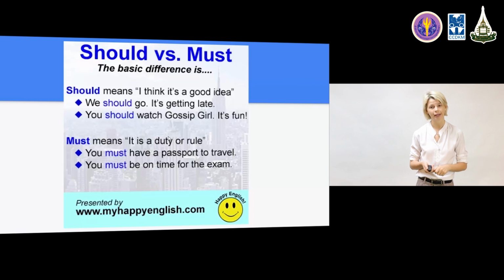And notice again, go is not in the infinitive or in the gerund. It is not should to go or should going, because should is a modal auxiliary verb, which is a little bit different to other verbs. The second verb just stays in the pure form, go. No to, no ing. We should go. It's a good idea to go.